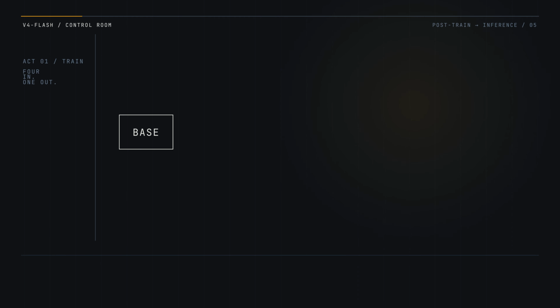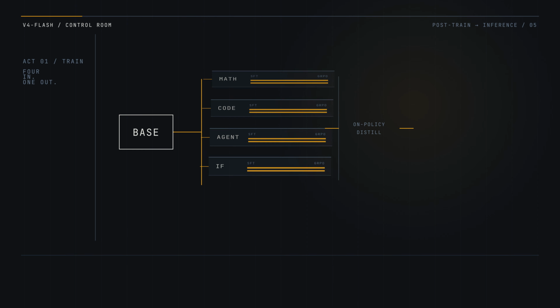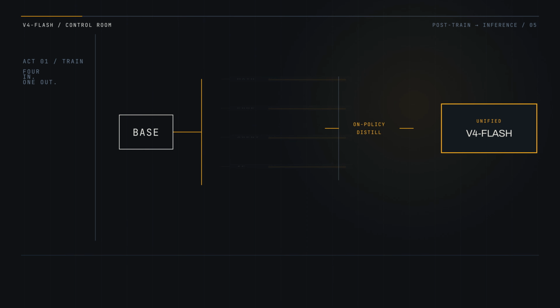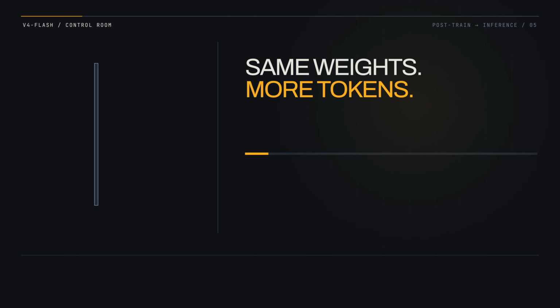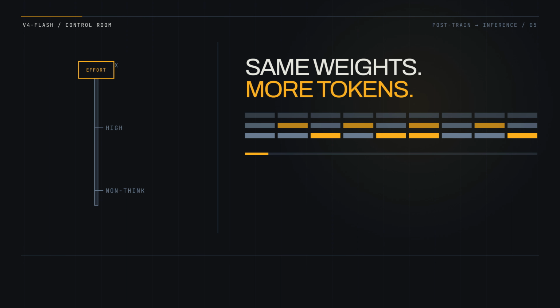Post-training is a two-act play. First they train domain specialists, math, code, agents, instruction, with SFT, then RL via GRPO. Then they on-policy distill those specialists back into one unified model. At inference you get three effort knobs: non-think, think high, think max. Turn the dial up with more tokens, scores climb.